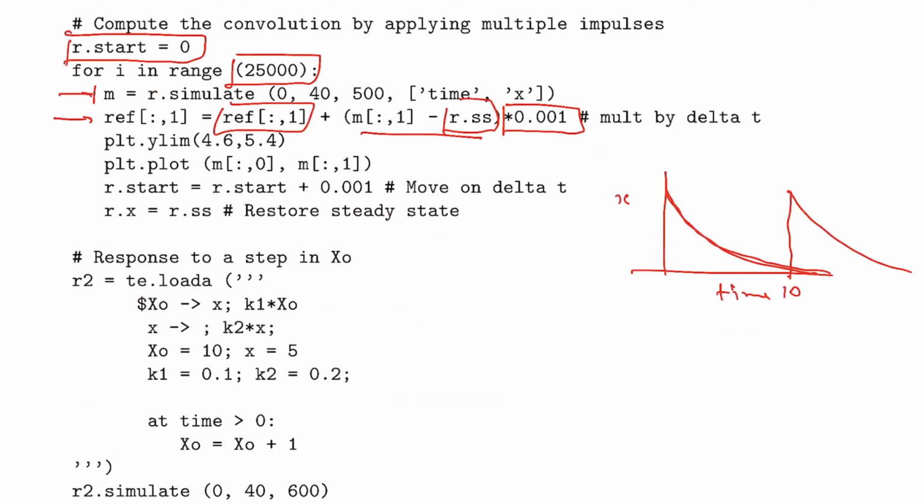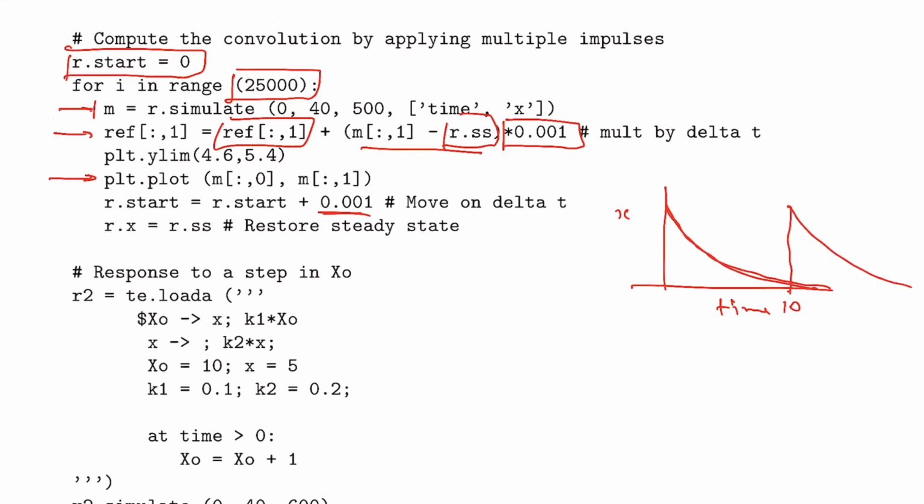So I've done the first impulse. I'm going to plot it, just see what it looks like. And then I'm going to add delta t to the start, all right? Restore the steady state just in case, all right? And then I go back again and do the same thing. I do this 25,000 times, okay?